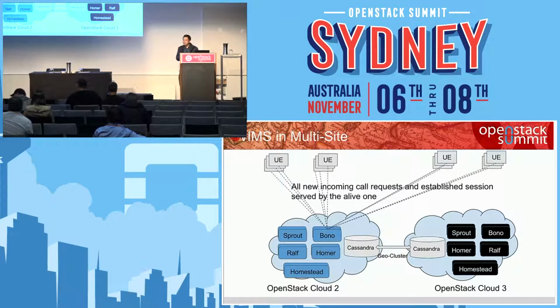I just wanted to ask about the cluster distance. How far away are the two clouds from each other? Geographically, how far are the two cloud sites? How many kilometers away?